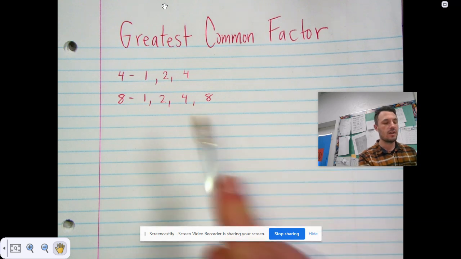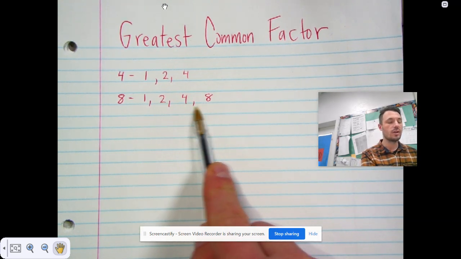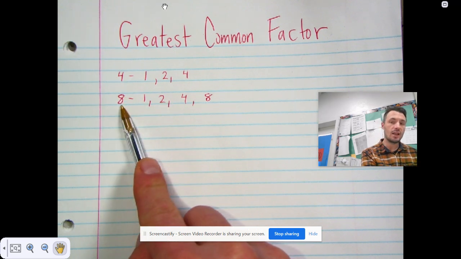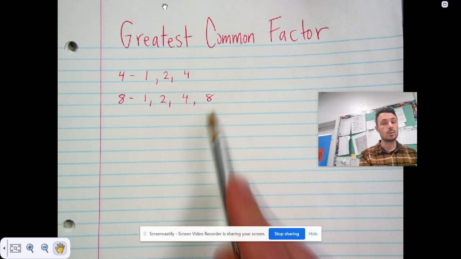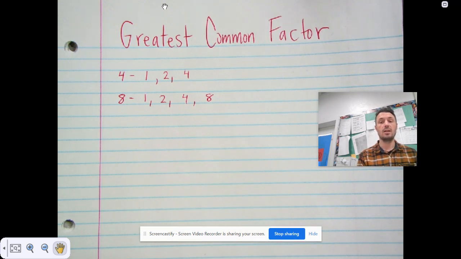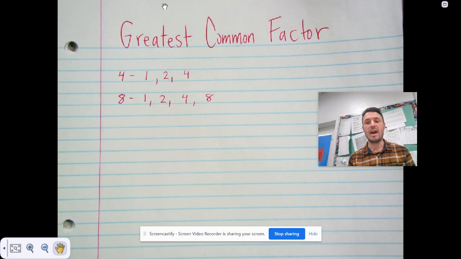Those are all the factors of 8 because 1 times 8 is 8 and 2 times 4 is 8. So those are all the numbers that can evenly fit into 8. They're also all the numbers that can be multiplied together to equal 8. That's why they're called factors of 8, because factors are numbers that are multiplied together.